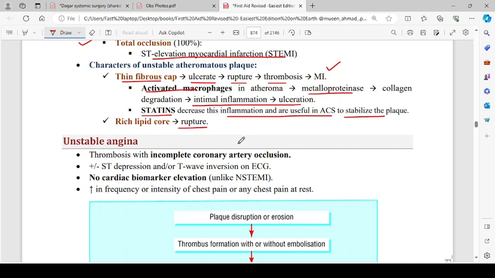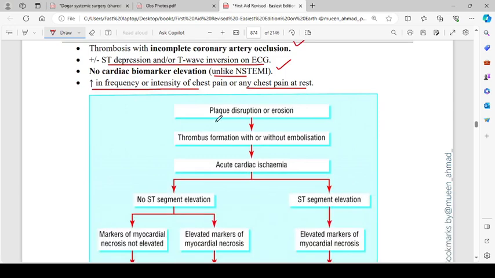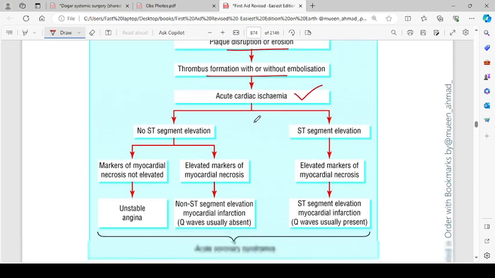Then we have unstable angina. So in the cases of unstable angina, thrombosis with incomplete coronary artery occlusion, with or without ST depression and or T-wave inversion on ECG, no cardiac biomarker elevation unlike non-ST elevation myocardial infarction, increase in frequency or intensity of chest pain or any chest pain at rest. Plaque disruption or erosion will lead to thrombus formation with or without embolization. So that can lead to acute cardiac ischemia.